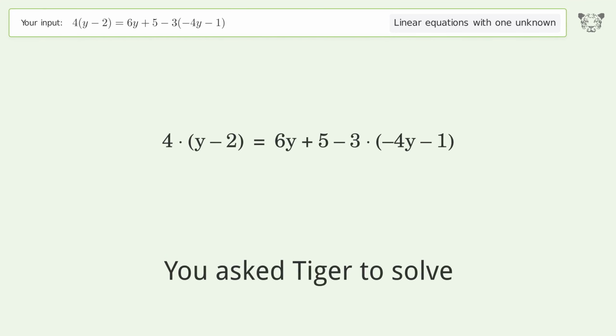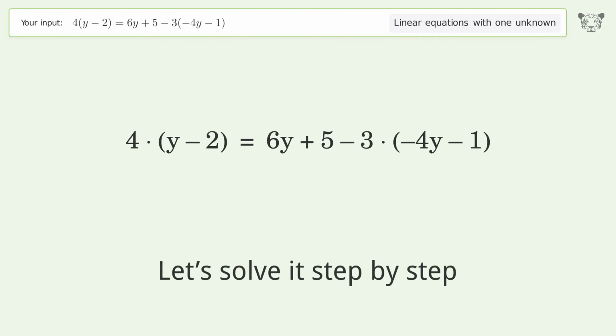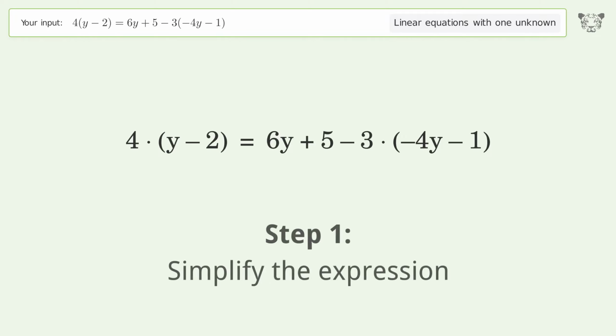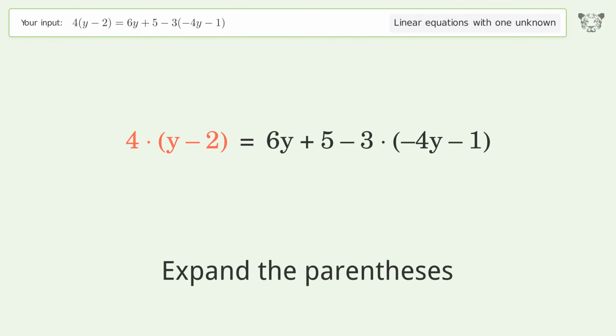You ask Tiger to solve this. This deals with linear equations with one unknown. The final result is y equals -8/7. Let's solve it step by step. Simplify the expression. Expand the parentheses.